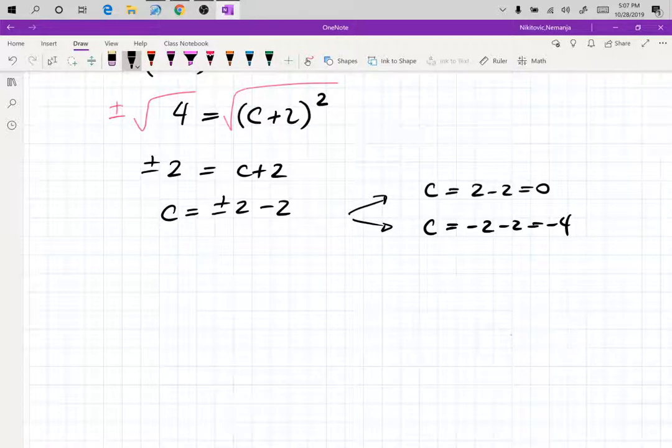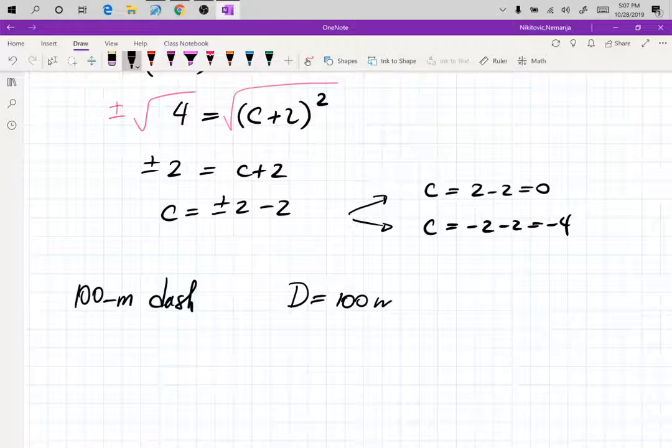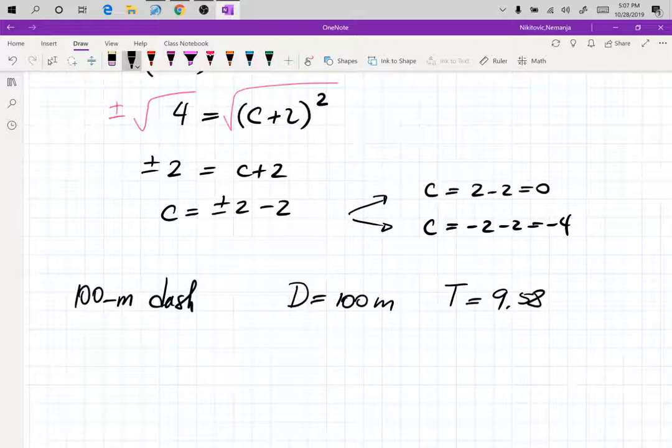So one of these problems is given in meters, the other one is given in feet. Since you are more accustomed to feet, I'm just going to work out the one that is in meters. So, 100-meter dash. They say the Jamaican sprinter Usain Bolt set the world record of 9.58 seconds for the 100-meter dash. So distance is 100 meters, and the time was 9.58 seconds.